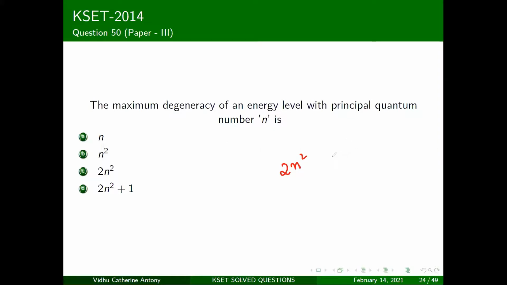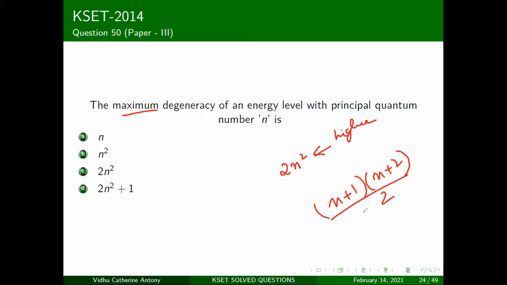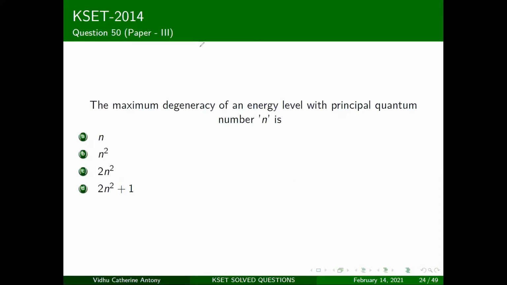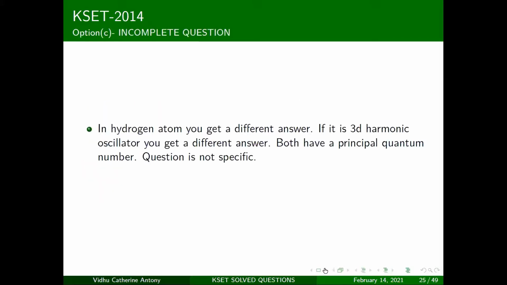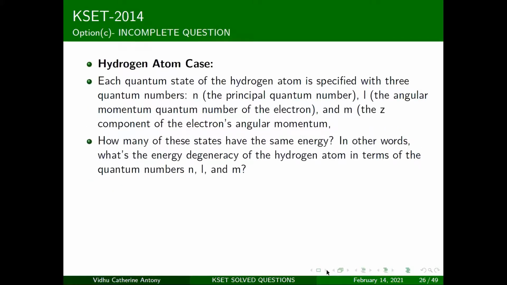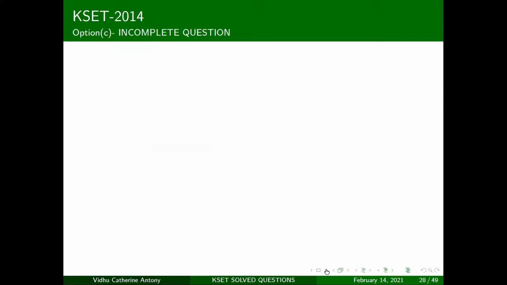Okay, so if you have confusions about how this is the maximum value in comparison to your three-dimensional harmonic oscillator, which had n plus 1 into n plus 2 divided by 2, multiply this and check it against this, you do see that this is higher. They're asking for the maximum degeneracy, so irrespective of the system, if you compare both systems, you do not find this value anywhere here. So you can choose this particular value, option C. This is an incomplete question, but the option is given as C. You could have challenged it. I think probably nobody challenged it that year.